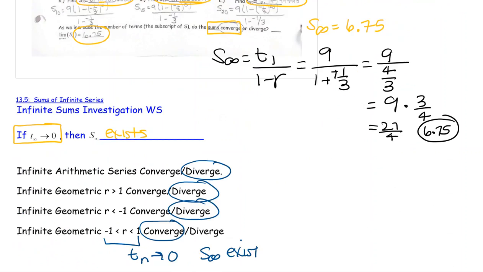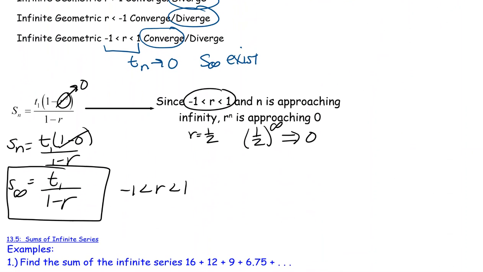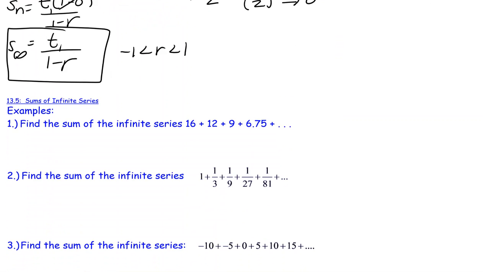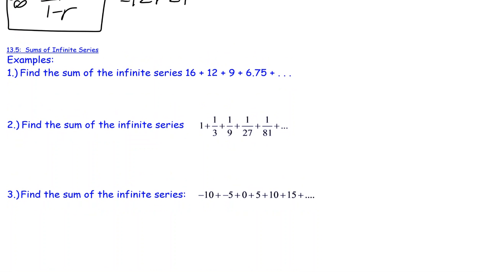The thing you cannot forget is that this formula only works if r is between -1 and 1, because in any of the other cases, the sum diverges. So before you start just using this formula for all infinite things, you have to determine if r is between -1 and 1. So this is what would happen here. Here's just a couple of examples, and then we'll be done.